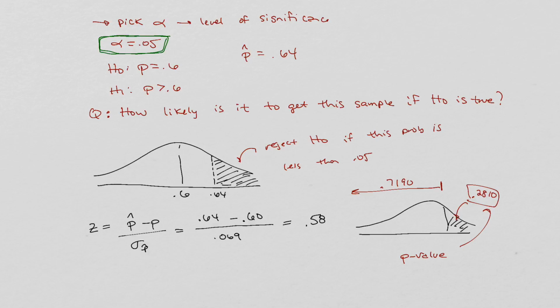So in this case, since my p-value 0.2810 is bigger than alpha, my level of significance 0.05, the conclusion we get here is that we do not reject the null hypothesis in favor of the alternative hypothesis. All right, so there's one example for you.